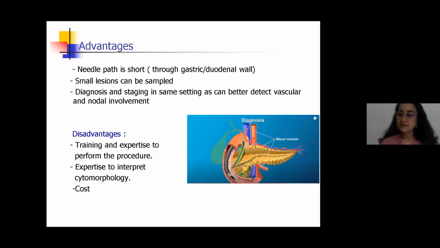The needle path is short because we are already inside an intra-abdominal organ, and going through the gastric and duodenal wall into the surrounding target lesion is much simpler. Small lesions can be sampled, and at the same time, staging can be done by detecting the vascular and nodal involvement. Of course, the disadvantage is that training and expertise are required to perform the procedure and also to interpret the cytomorphology. Cost can also be a barrier.